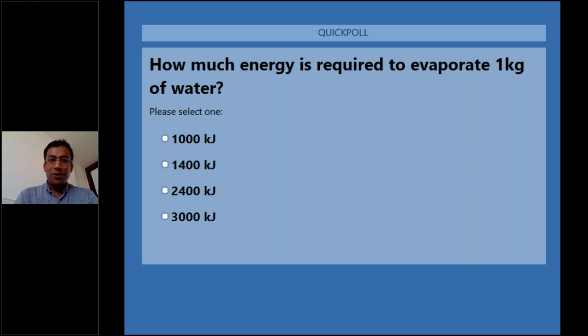So the question is, how much energy is required to evaporate 1 kilogram of water? This question is linked to the aspect of how much energy you can save in the extrusion drying process. Let's see what comes out, what people think.